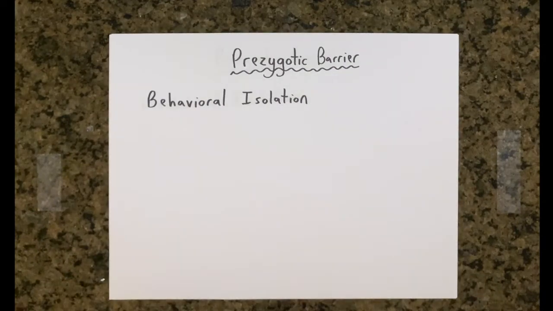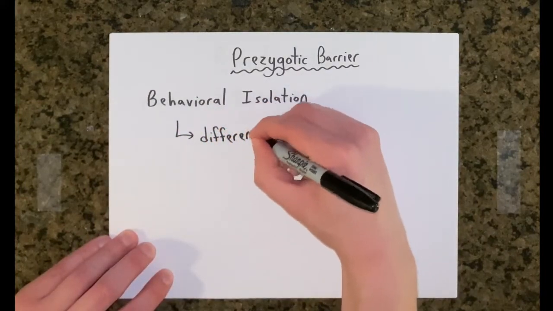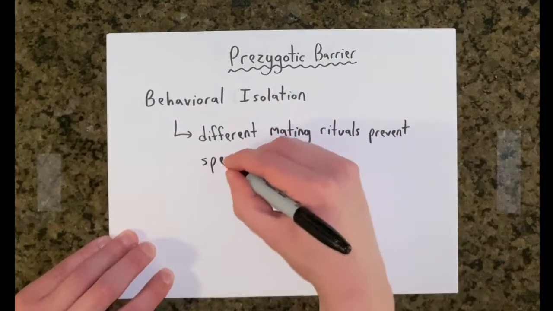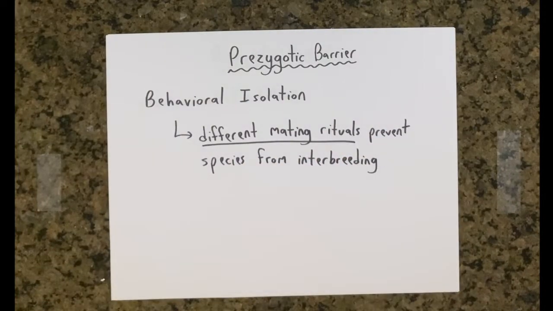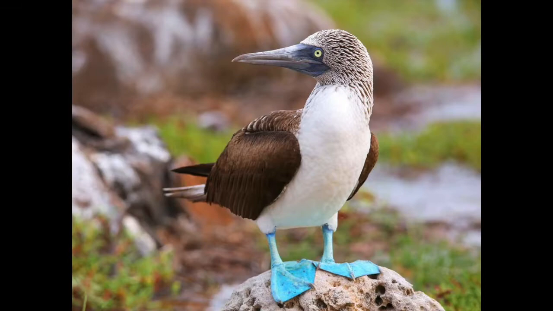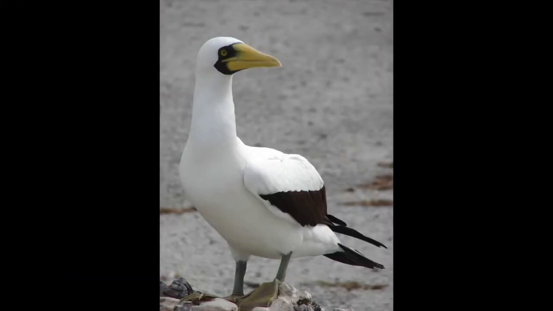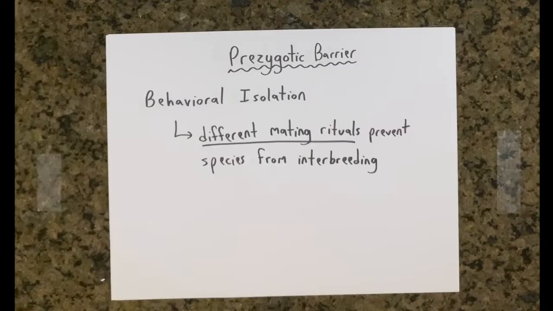Behavioral isolation may also serve as a prezygotic barrier. This is when two species have different courtship rituals, which prevent the two species from interbreeding in nature. As an example, the male blue-footed booby performs an elaborate dance to attract a mate, while the masked booby performs a completely different courtship ritual. These behaviors keep the two species from interbreeding in nature.